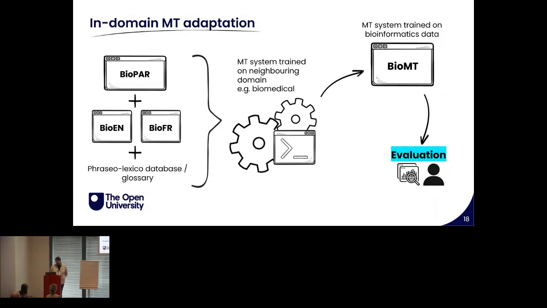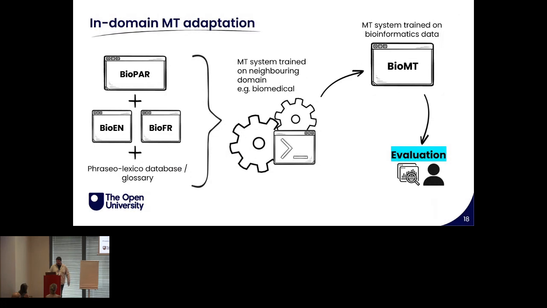I don't think we will be able to build a system from scratch. This is very much time consuming and resource consuming. And within this project, I don't think it will be feasible. But we can use machine translation systems that were trained already on different sets of data, especially the biomedical domain, as I mentioned, and then apply this new data that we have to fine tune or in-domain adapt this machine translation system.